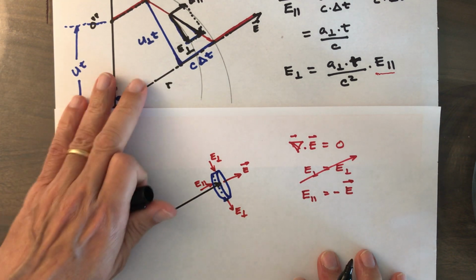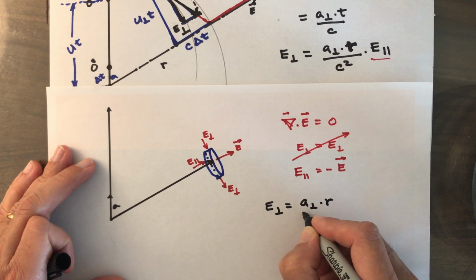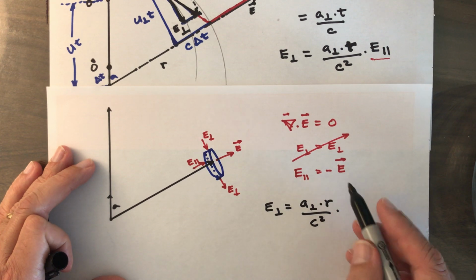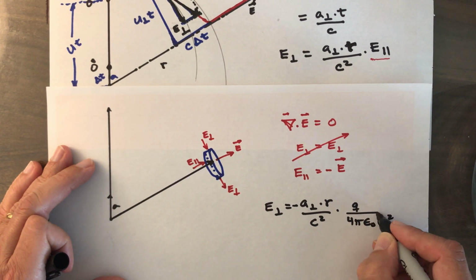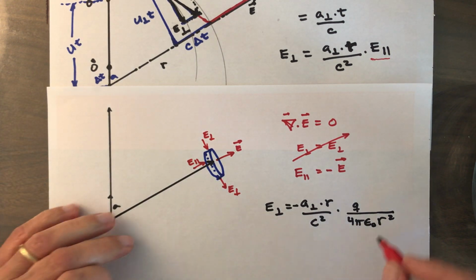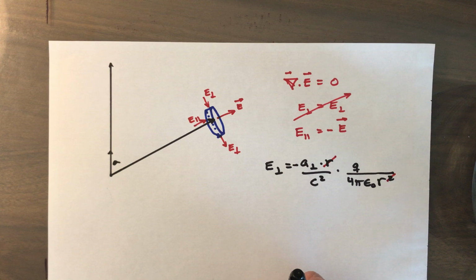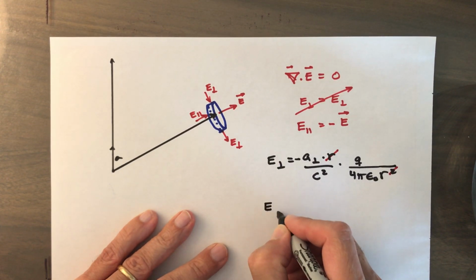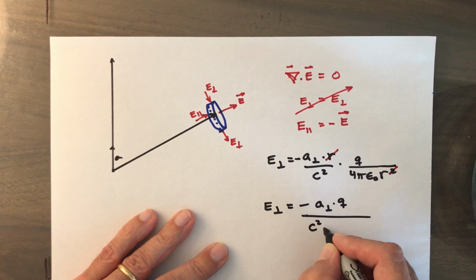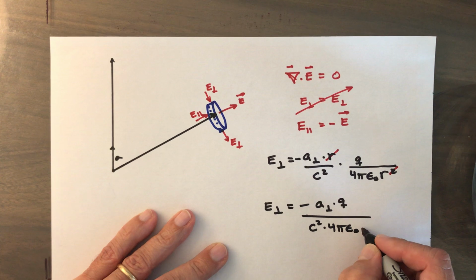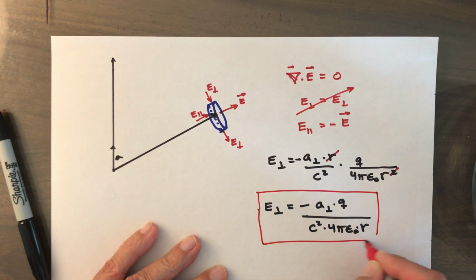Because what we can say now is that E perpendicular is equal to a perpendicular times r over c squared times E parallel, which is negative q over 4 pi epsilon naught r squared. We can simplify r's, and we end up with an expression for E perpendicular, which is E perpendicular equals minus a perpendicular q over c squared 4 pi epsilon 0 r. Go ahead and put that one in a box. Great.